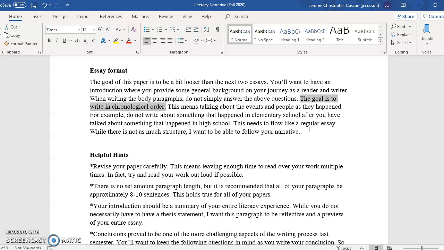That means that if you are writing about something that took place in kindergarten, that's going to be something that I read about early on in your essay. If you're writing about kindergarten at the end of your essay, then that's going to be problematic. Okay? So you want to write in chronological order. And you're not telling me about every grade. If something interesting did not happen in the 5th grade, then you don't need to tell me about it.